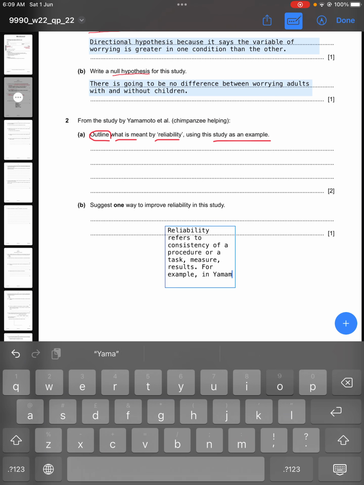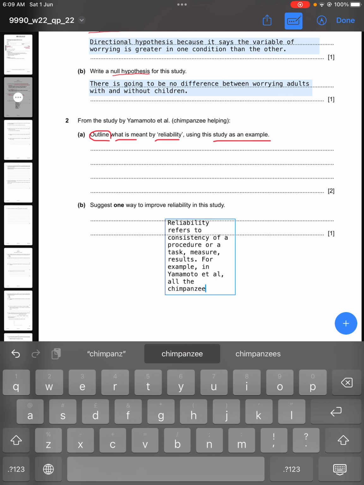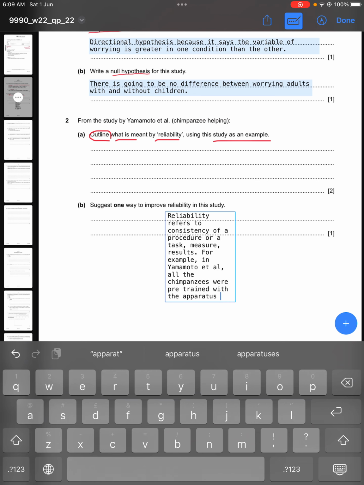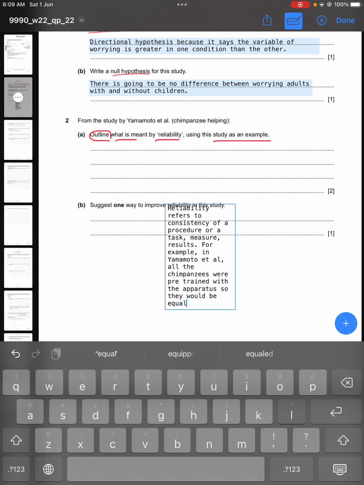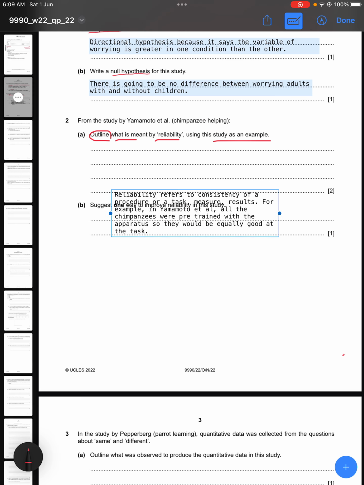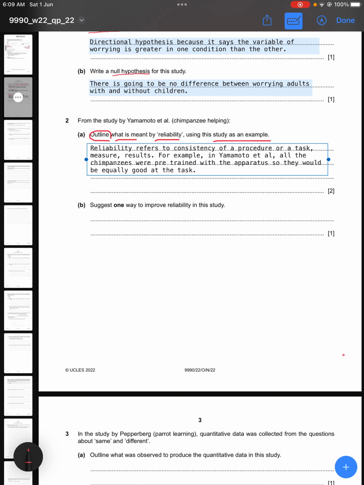And over here you say that, for example, in Yamamoto et al., all the chimpanzees were pre-trained with the apparatus, so they would be equally good at the task. So they both were equally familiar with the apparatus, which will help them to be equally good at the task. So this is how the researcher tried to make the study consistent.